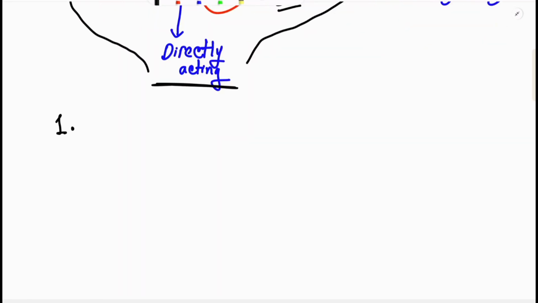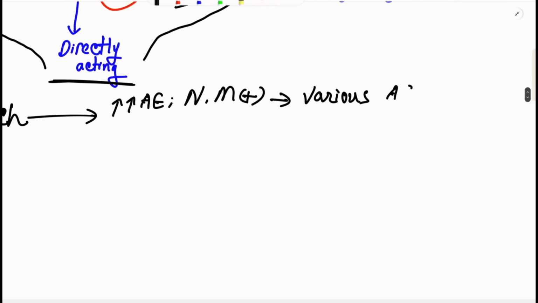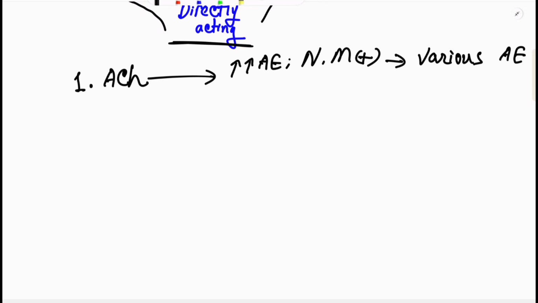The first drug is acetylcholine itself. If you can collect acetylcholine from human or other animal and use it as a drug, yes, of course you can, but there will be no clinical utility because it will have more adverse effects. Why? Because acetylcholine will non-selectively stimulate the nicotinic and muscarinic receptors. That will lead to various unwanted systemic adverse effects. So we will not use acetylcholine clinically.